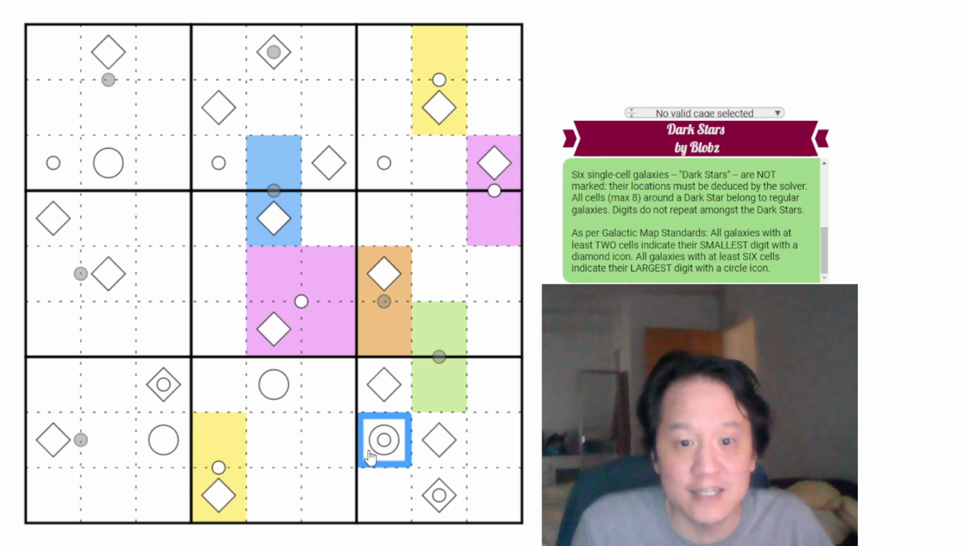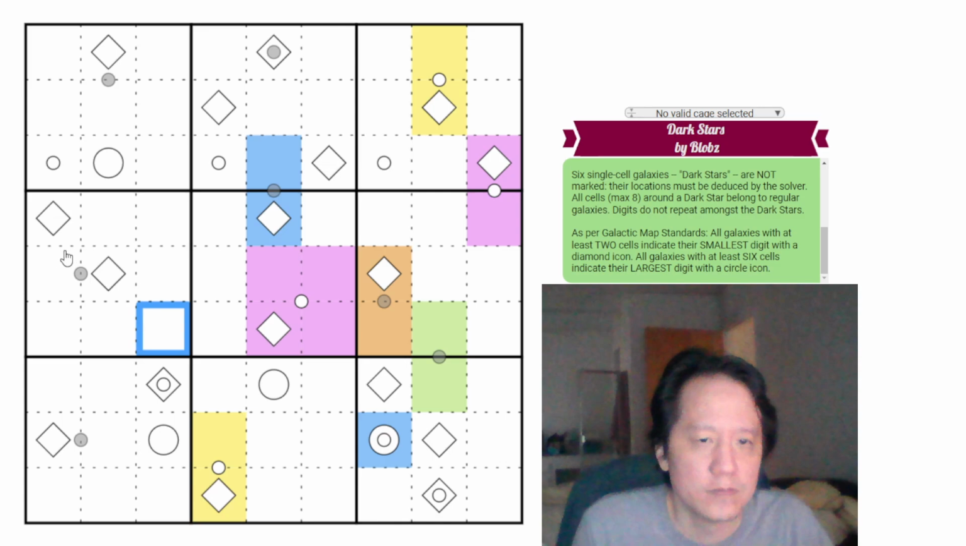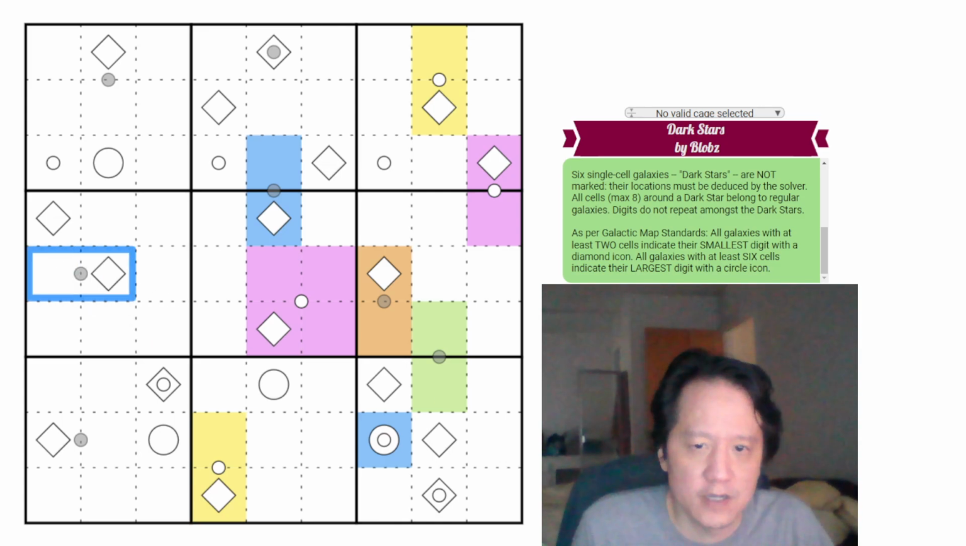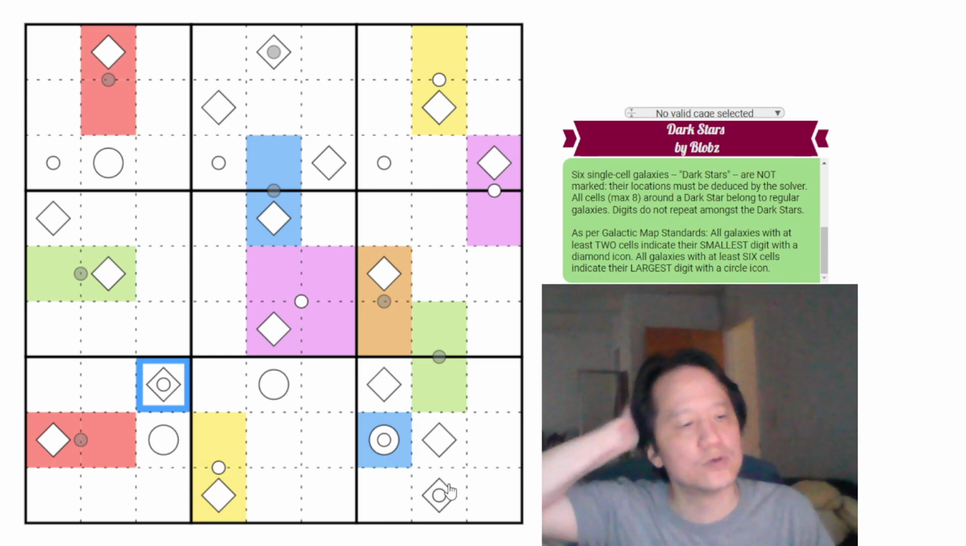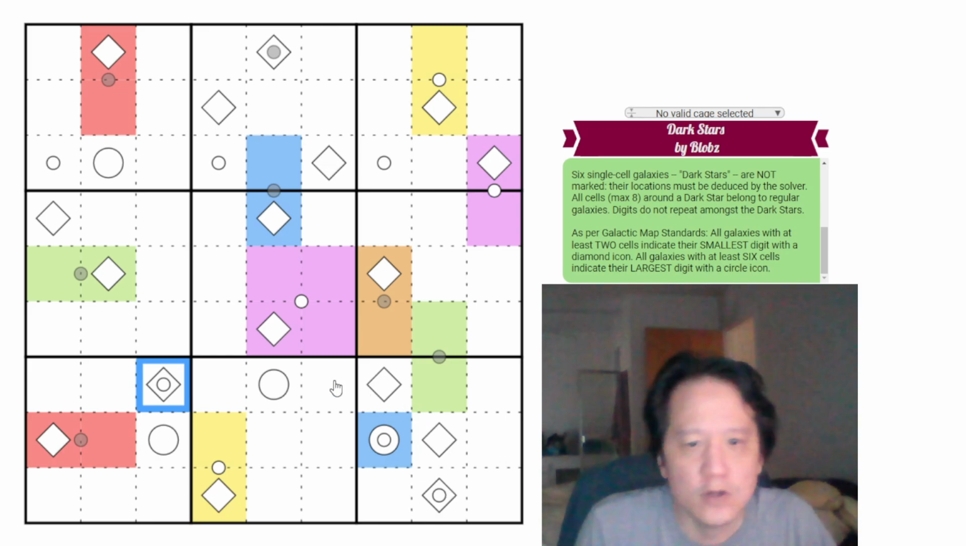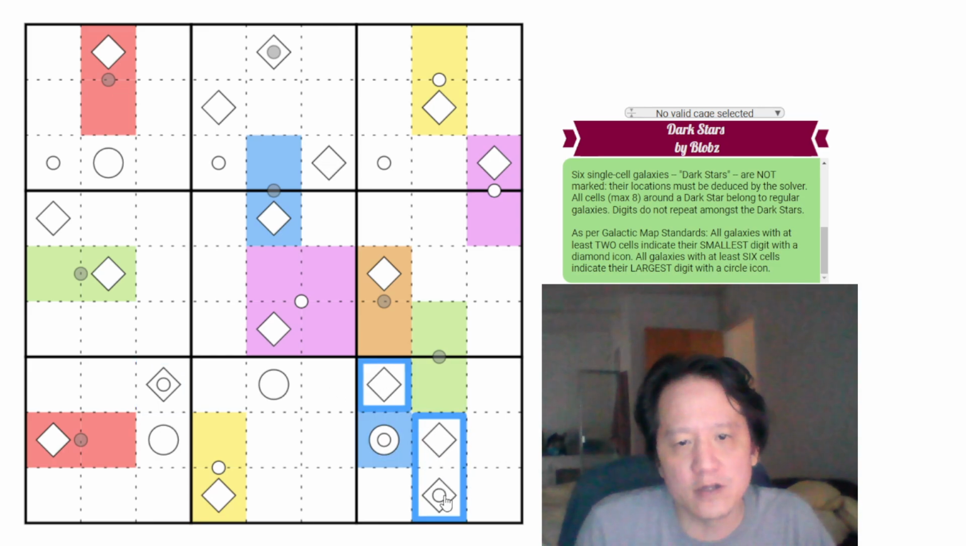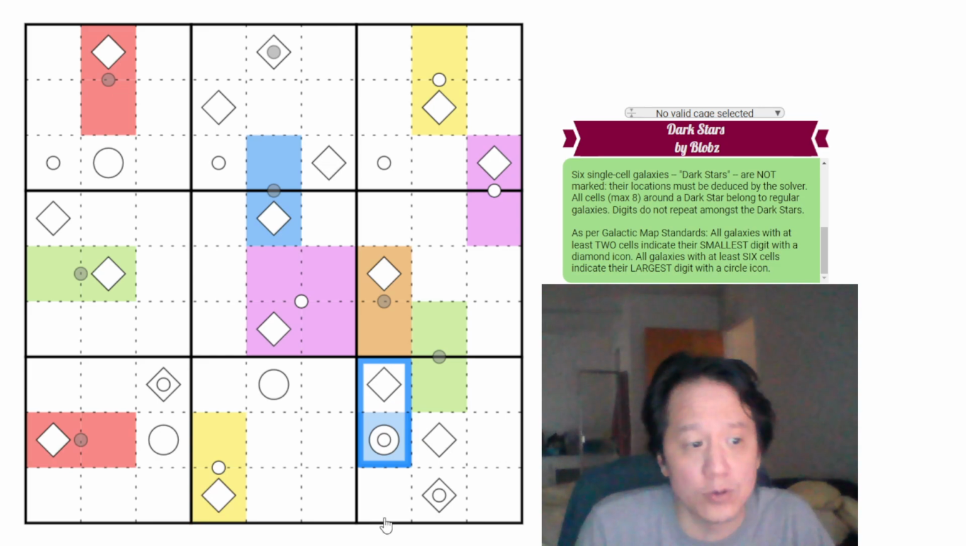This is at least six because it has a circle. We don't know what directions it goes, though. This is at least two. This is at least two. This is at least two. Anything that has that is at least two. So here we've got at least three different galaxies. It cannot be the orange. It could be the purple. It could be the green. It could be the blue. Here's at least three, right?